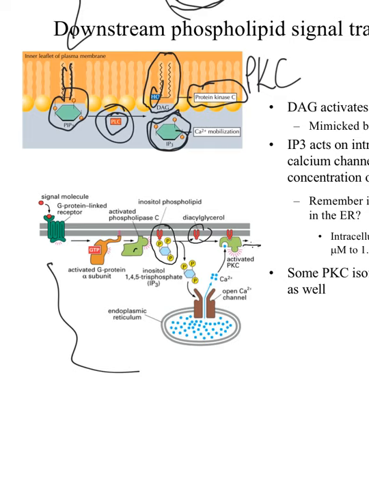Here's diacylglycerol activating PKC. Some isoforms of PKC also require a little bit of calcium to get fully activated. Depends on the isoform we're talking about. What about the IP3? Well, here's IP3. It's soluble, meaning it's not anchored in the membrane anymore. It can diffuse through the cytosol. And you know what it does? It binds to a receptor protein at the surface of the ER, of all places.